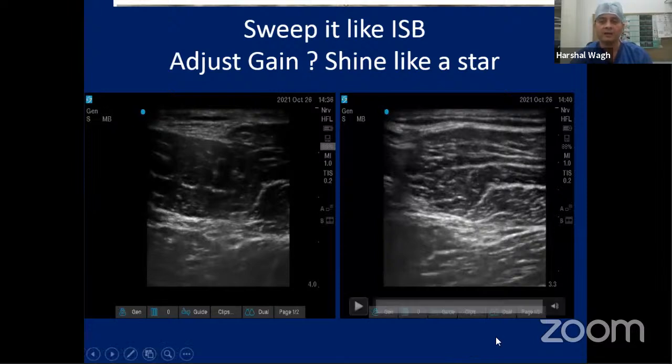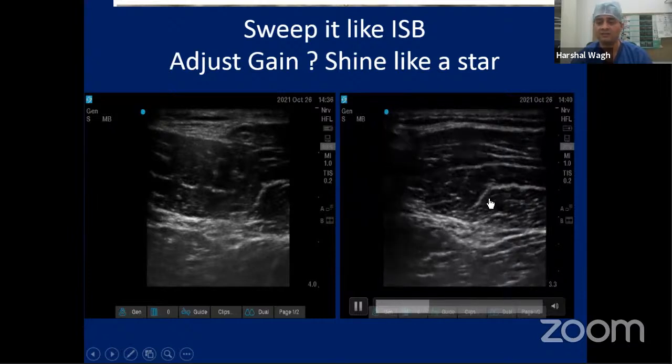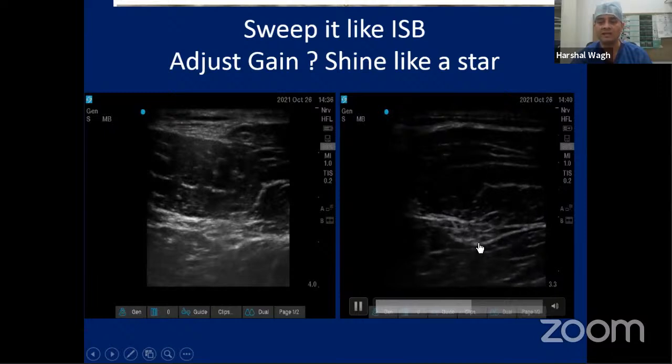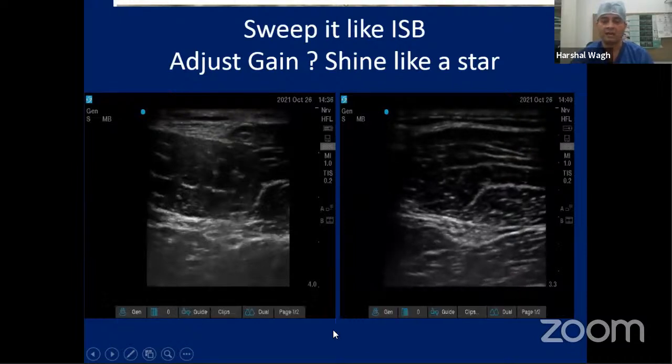You can probably reduce the gain, make it dark, and you'll realize that the sciatic nerve actually stays nice and hyperechoic, and it's much easier to identify the sciatic nerve in that area. You can also see the potential space just between the two epimysia of both the muscles. So that probably might help.